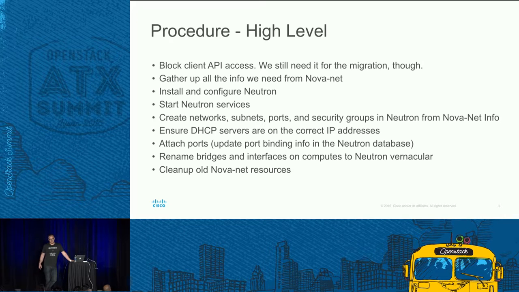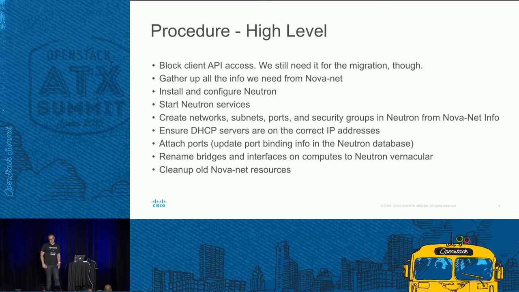Rename the bridges and the interfaces on the computes to use Neutron vernacular. So you've got BR whatever, VNet whatever, it needs to get changed to BR UUID and TAP UUID and that kind of stuff. The idea that we're going for here is we're gonna yank the tablecloth out, and all of the things are still gonna be there, the table's still gonna be there, so when Neutron takes over, everything's as it expects.